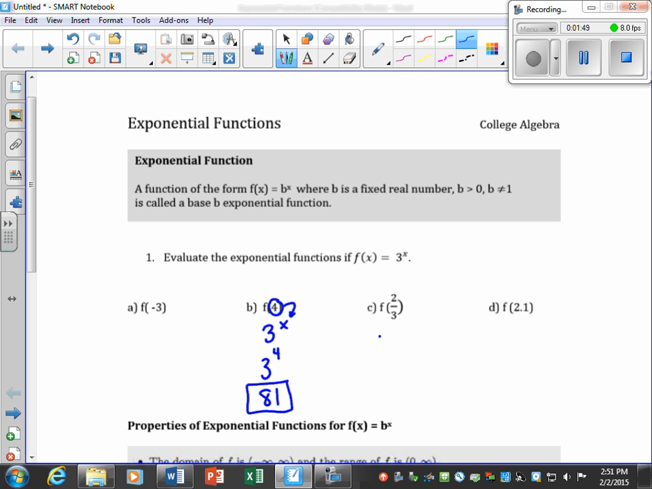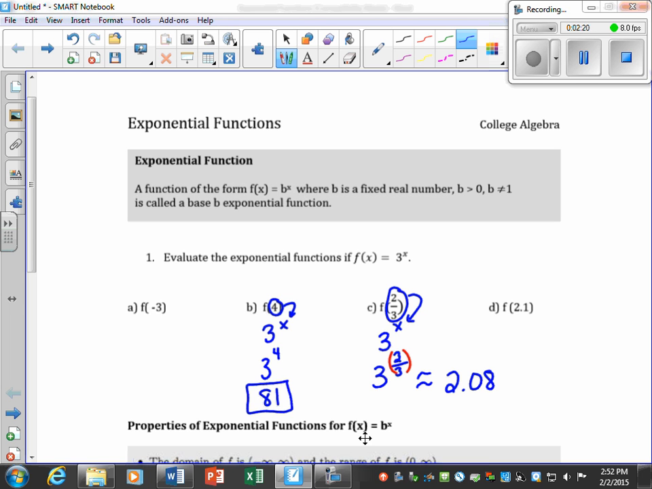So it says write your f function down, which is 3 to the x, and then evaluate that when x is the 2/3 power. So 3 raised to the 2/3 power. If you put that in your calculator, you should approximately get 2.08. And when you put this in the calculator, you may want to put the 2/3 in parentheses, so 3 raised to the (2/3) power, just to be precise.